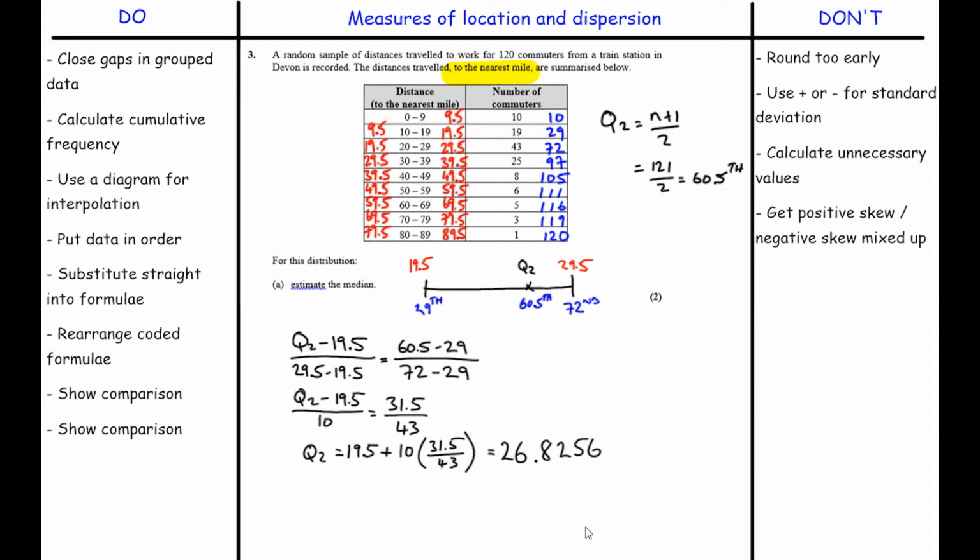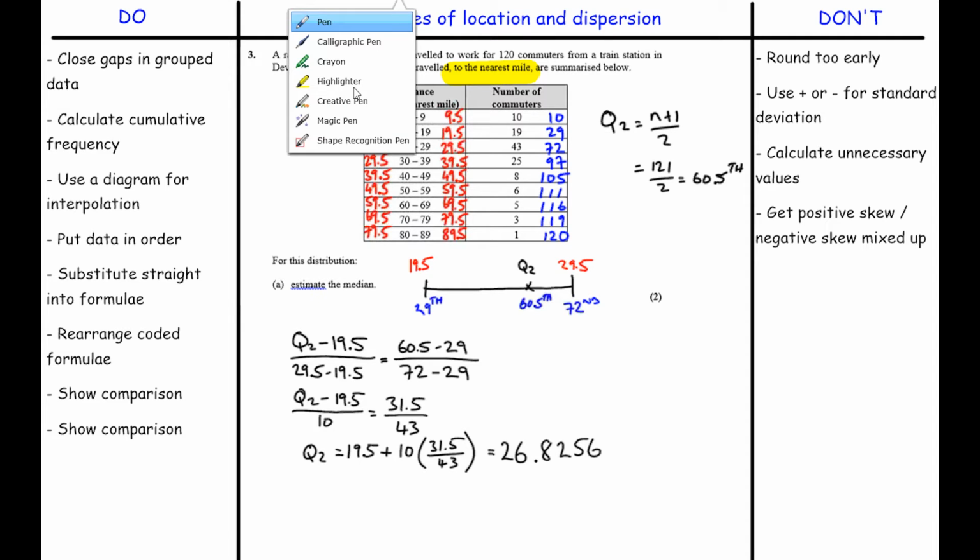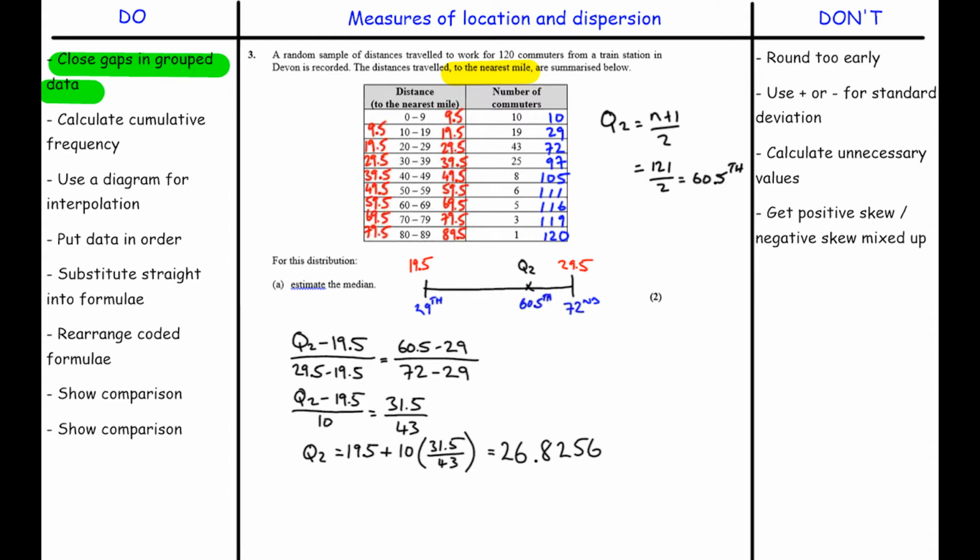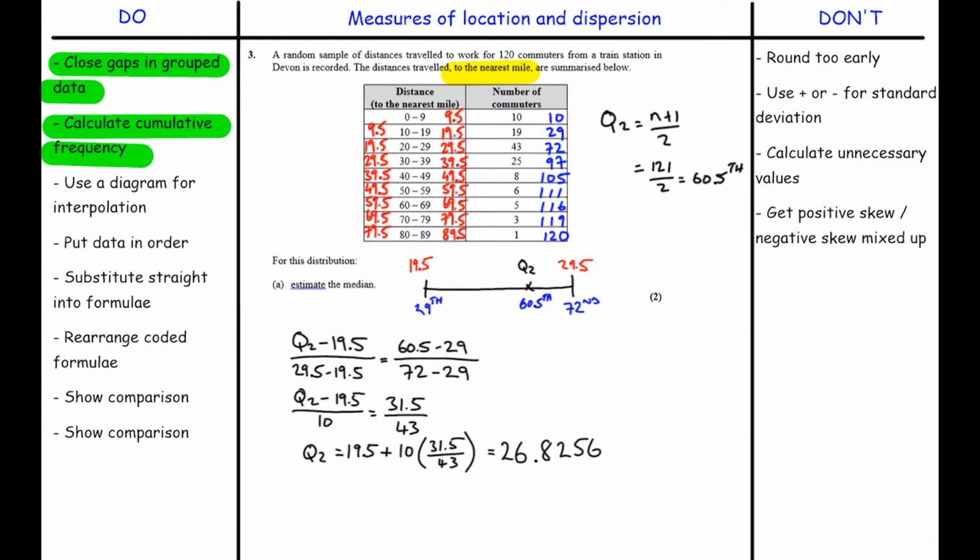Okay. Said it many times, the very first thing you need to look out for any time you see a grouped frequency table is to close the gaps in the data. You can see that the original data went from 0 to 9, 10 to 19, 20 to 29, and immediately I needed to close those gaps to make sure that any follow-on calculations were correct, particularly when it comes to working with interpolation, also when it comes to calculating class widths. If we were then going to go on and work with a histogram, always make sure that you close those gaps in grouped data.